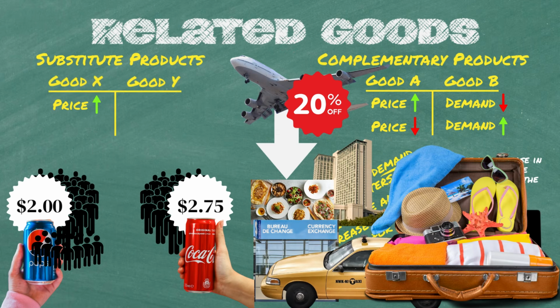So let's say we have two substitute goods, good X and good Y. If the price of good X rises, then the demand for good Y rises. And if the price of good X falls, then the demand for good Y falls.